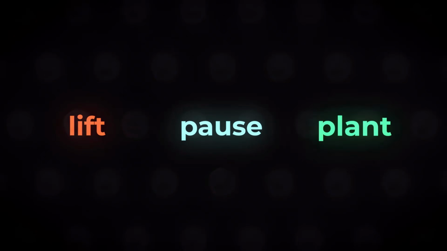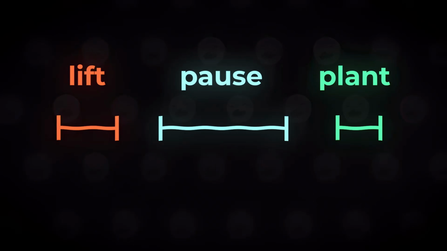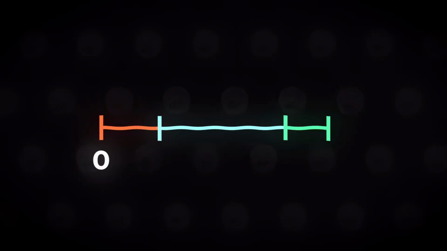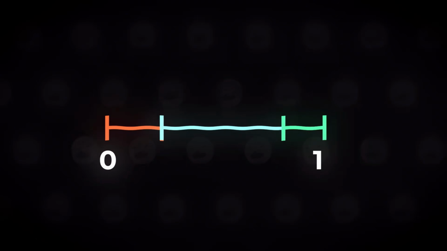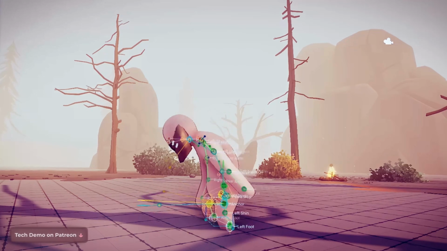Every step is split into 3 phases: lift, pause, and plant. Within each phase, every bone in the leg chain has its own time window, a normalized range from 0 to 1. These time windows automatically scale with the full step duration. Double the duration for a giant, and all windows stretch proportionally while the cascade remains intact.